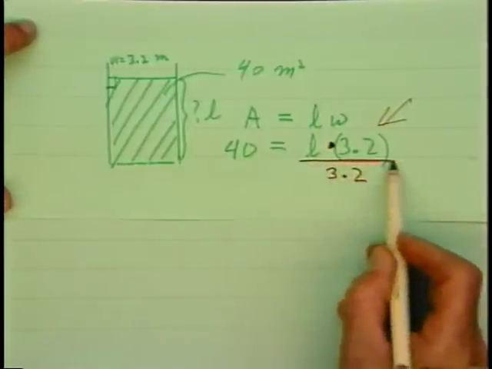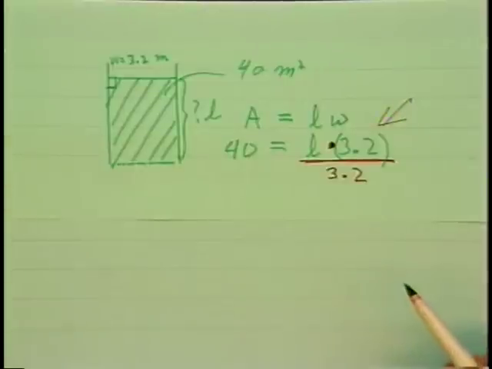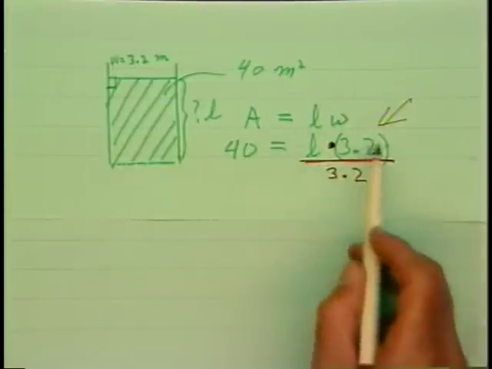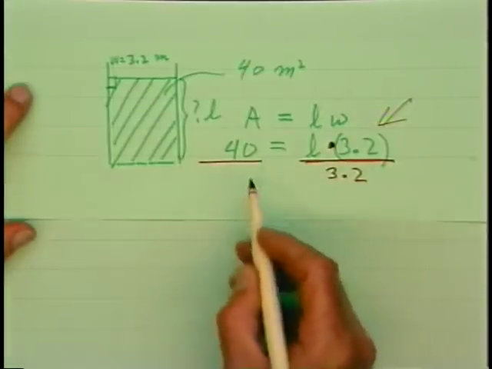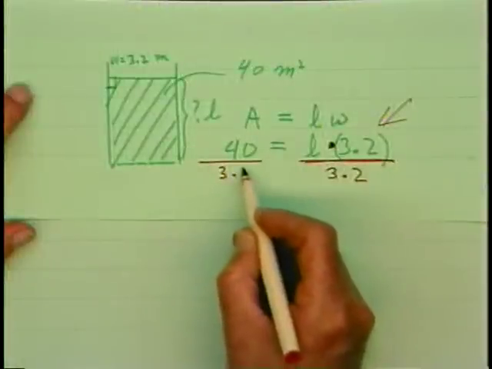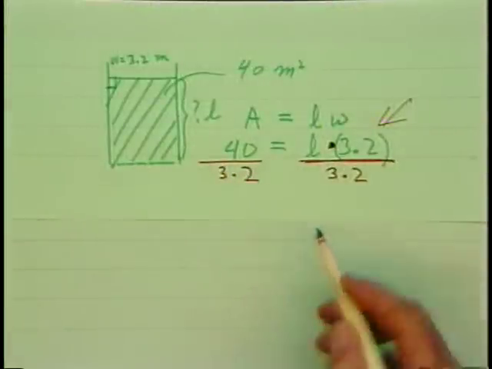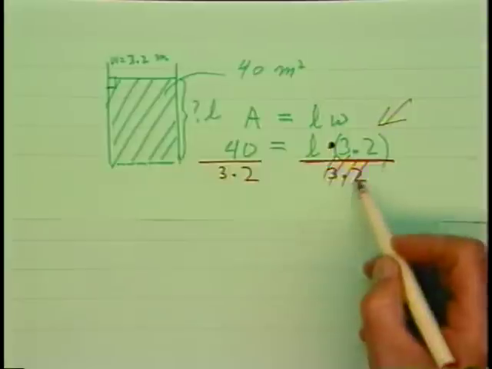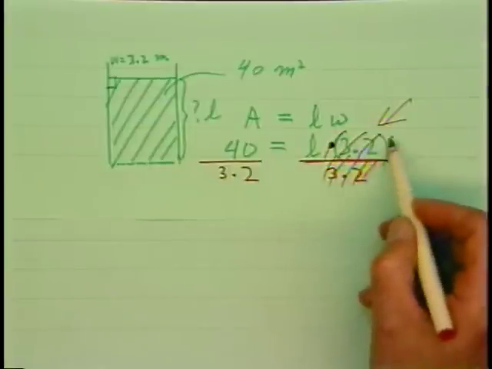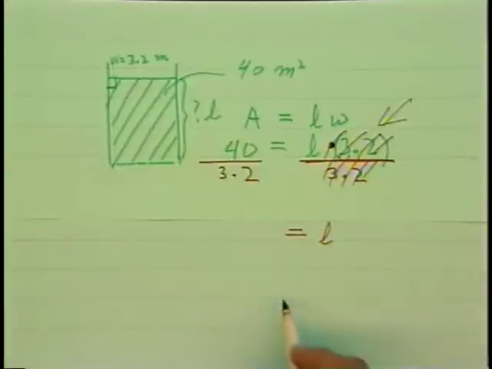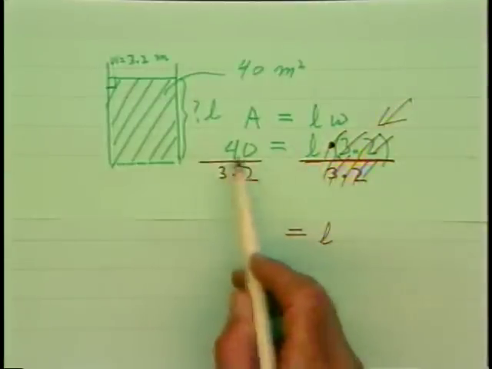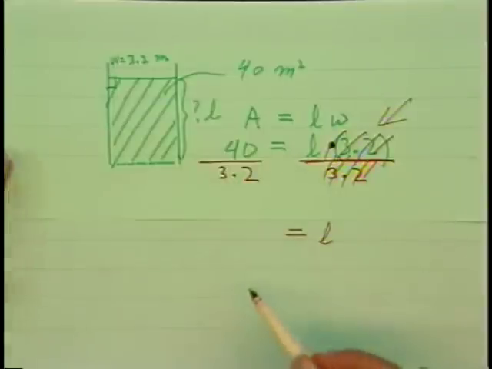But the division law of equality says if I divide one side of the equation by anything, I must divide the other side by the same amount. So division undoes multiplication, isolating the variable, which is what I wanted to happen. So this says, look, L is 40 divided by 3.2.